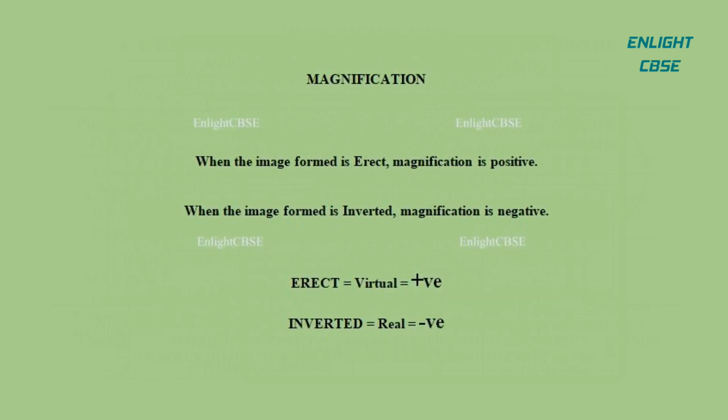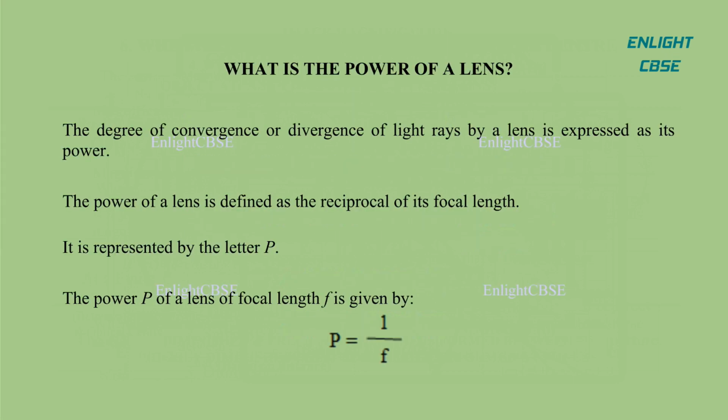When the image formed is erect, magnification is positive. When the image formed is inverted, magnification is negative. For spherical lens always remember, virtual is positive and real is negative. Power of a lens. The degree of convergence or divergence of light rays achieved by a lens is expressed in terms of its power. The power of a lens is defined as the reciprocal of its focal length. It is represented by the letter P.